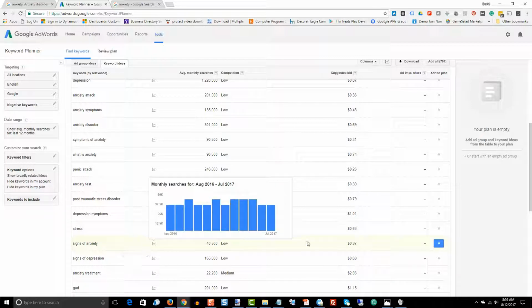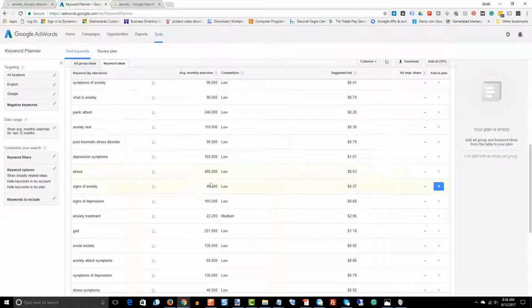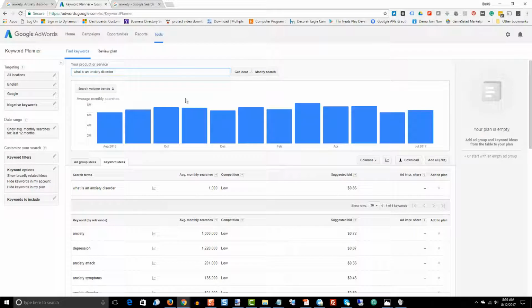Here's one: signs of anxiety, 37 cents. A fairly low bid price, with 40,500 searches. I would be happy with a page that ranked for this keyword that got 40,500 page searches a month, where I'm in the top of the results. So this is how you can use the keyword planner and Google itself to expand your keyword list to more longer tail keywords within a trend.